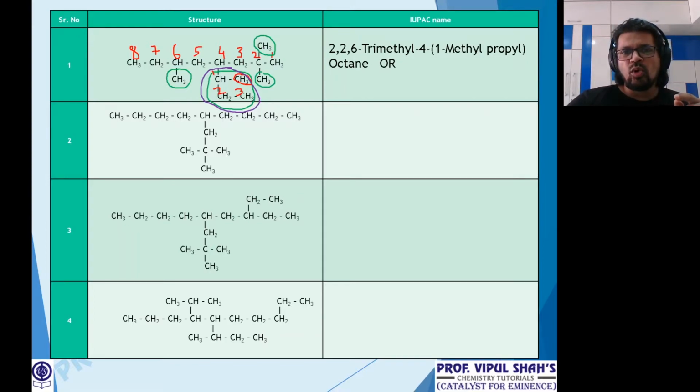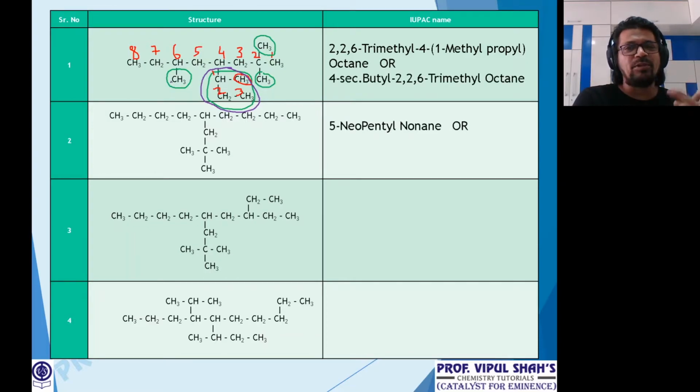sec-butyl 2,2,6 trimethyl octane. Why did I write the sec-butyl first? Because S of the sec is not considered. So B of the butyl is considered. Then we have the 2,2,6 trimethyl, in which T is not counted, so it's M of the methyl. Okay, so look at the name now: 4 sec-butyl, 2,2,6 trimethyl octane. Justified? Clear everybody? Now same way the next one.